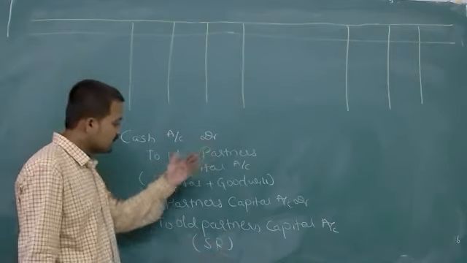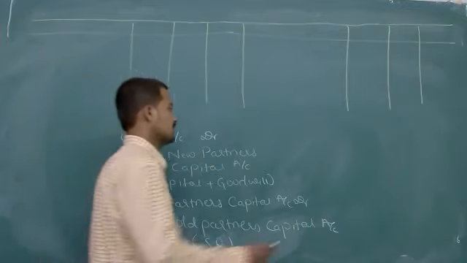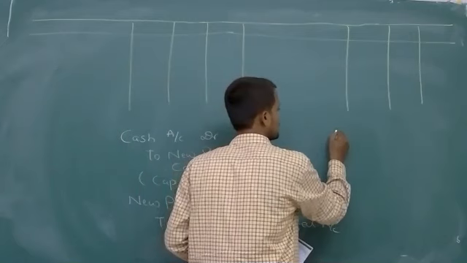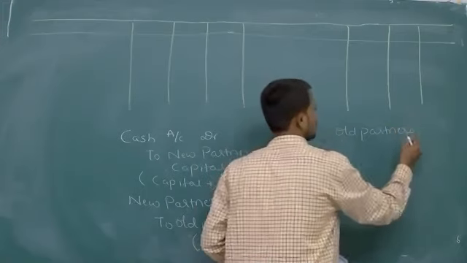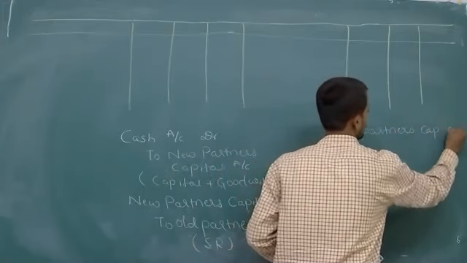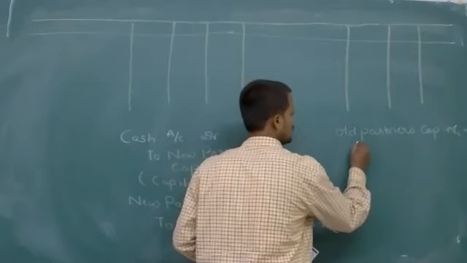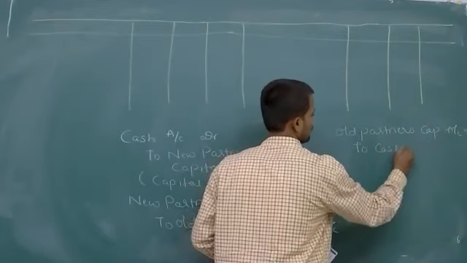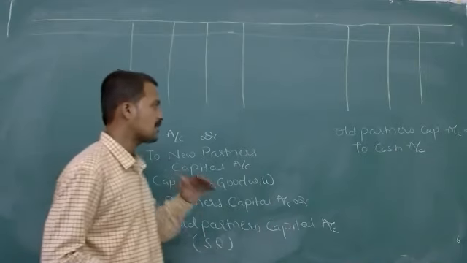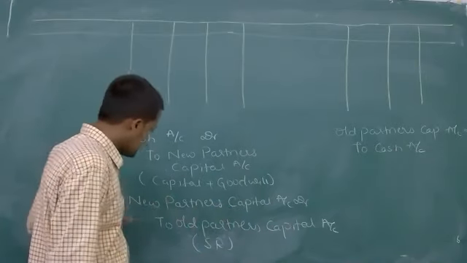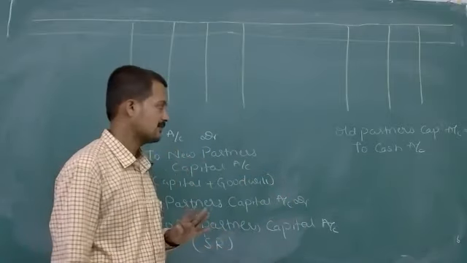And if this cash is withdrawn by the old partners, then the journal entry passed is old partners' capital account debit to cash account. So these are the three journal entries with connection to admission of a partner.